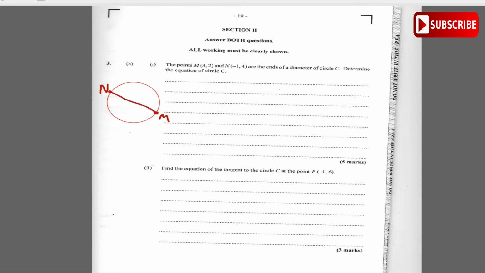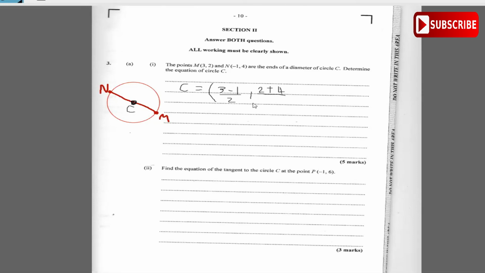All right. So to find the equation of a circle, we need the center, but the center is just the midpoint of these 2 points, right? So let's call the midpoint C, C for center of the circle. All right. So to find the midpoint, it's x1 plus x2, so it's 3 plus -1, divided by 2, comma, y1 plus y2, which is 2 plus 4, divided by 2. This will give us the center.